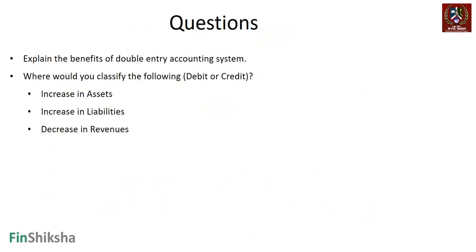Now, just try and answer these couple of questions here. Explain the benefits of the double entry accounting system. What are the key benefits that it draws to us? And where and how would you classify the following, whether it would be a debit or a credit: an increase in assets, an increase in liabilities, and a decrease in revenues?